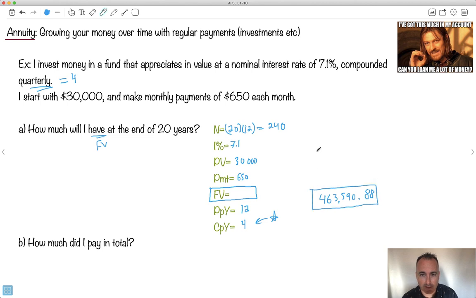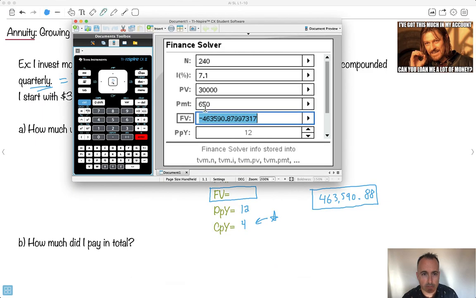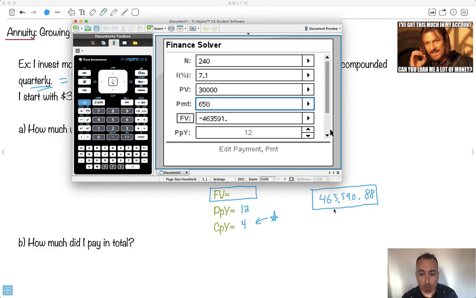So think about that. If you actually just made monthly payments of $650 each month, you started with $30,000. Let's just assume you had some extra money laying around in your pocket or something. Maybe you have an investment you already made. Who knows? But just keep in mind what you have. This is amazing, isn't it? So that's how you can actually grow your money really nicely.